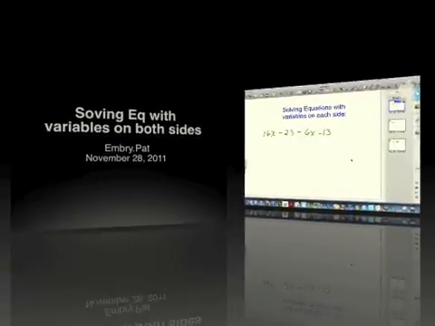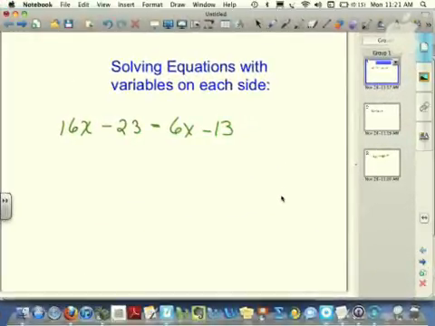Solving equations that have variables on each side of the equal sign. In the first example, it says 16x minus 23 equals 6x minus 13. Of course, first I'm going to change those subtractions to add the opposites. The first thing I want to do is get my variables on the same side. Right now I have 16x on one side and 6x on the other side, so I need to move one of those.